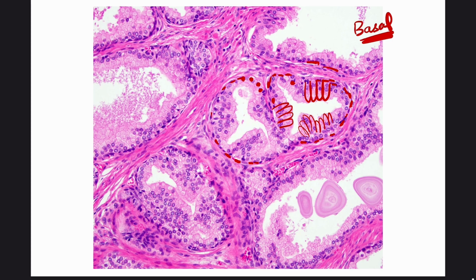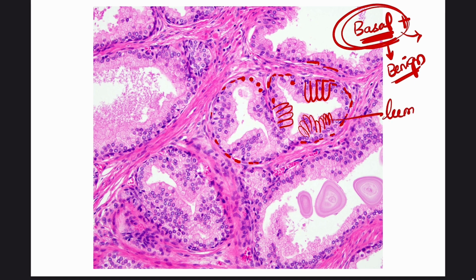The presence of this basal layer is very important to confirm that it is a benign condition. So basal cells are present means it is a benign condition. If these basal cells are lost, it indicates this is progressing or it has already progressed to carcinoma. So these columnar cells are called luminal cells because they are facing the lumen.